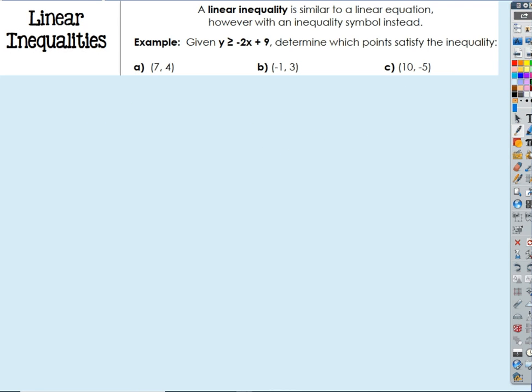Okay. What does it mean to be a solution of an inequality? Well, the same thing. We're just going to plug in the ordered pair. We're going to evaluate the inequality at that ordered pair and see if it makes a true statement. If it's a true statement, then it's a solution. It satisfies the inequality. If it's not a true statement, it's false and it's not a solution.